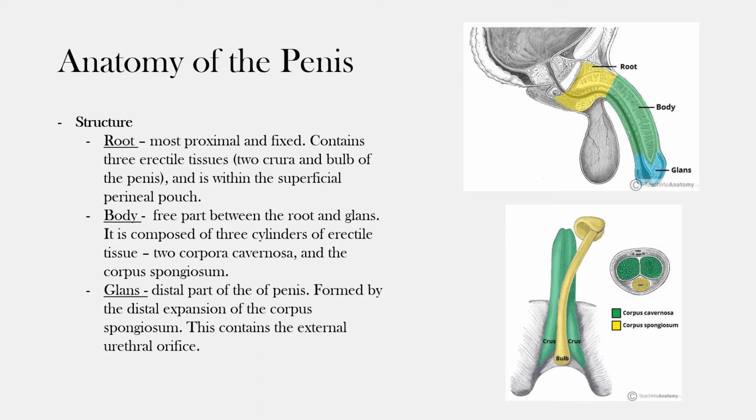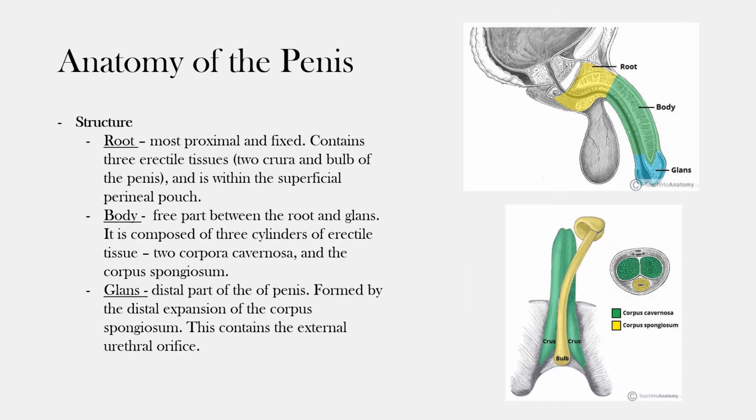The structure of the penis is split into three parts: the root, the body, and the glans, as you can see in the pictures to the right. The root is the most proximal part of the penis. It is fixed, containing three erectile tissues, the two crura and the bulb of the penis. If you look at the picture on the bottom, the two crura are there in green. The bulb is in yellow.